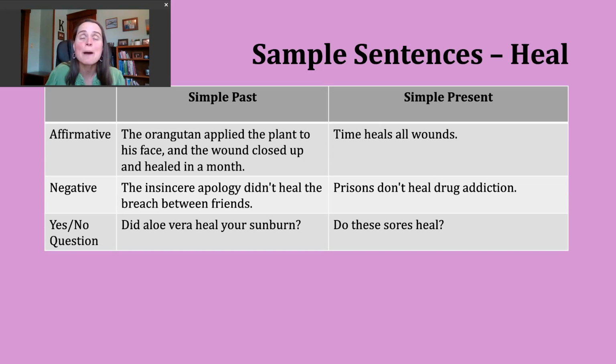The nice thing about making sentences in the simple past tense is that our pattern, our structure to the sentence is going to stay the same. So in the affirmative, you start with your subject and then use that ed form of the verb since it's a regular verb. Let's take a look at an example. The orangutan applied the plant to his face and the wound closed up and healed in a month.